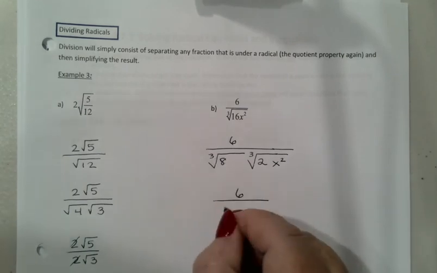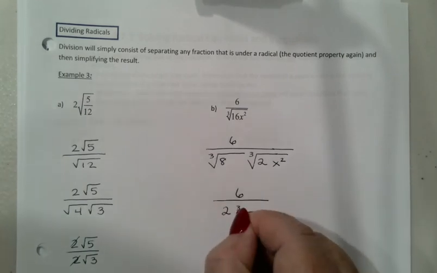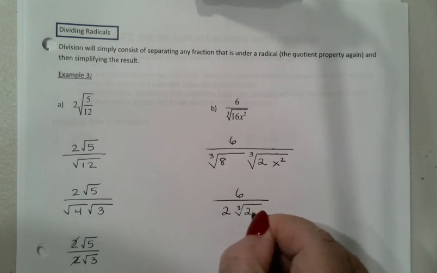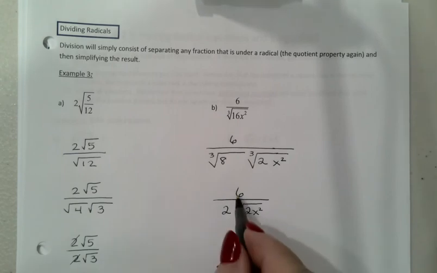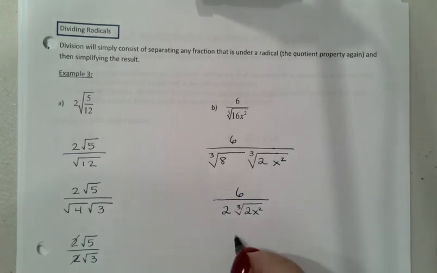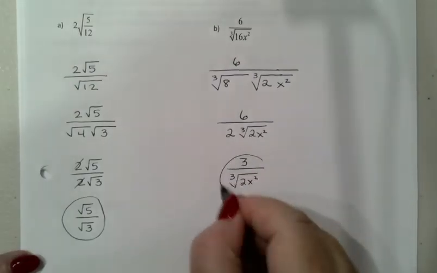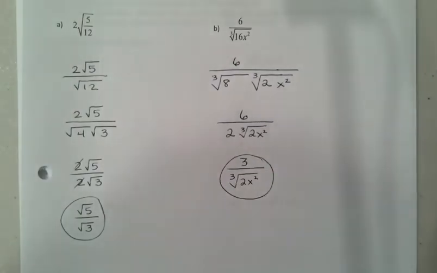Cube root of 8 is 2 times the cube root of 2x squared. 6 divided by 2 would be 3, divided by the cube root of 2x squared. And again, for the purposes of this class, you are simply going to leave it that way. All right, that brings us to the end of 7.2.